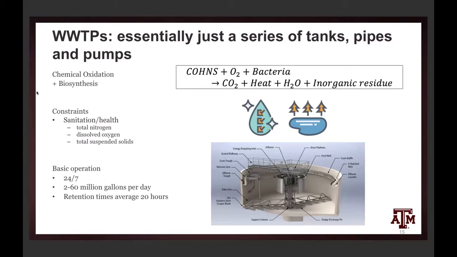In terms of the chemical side, for some background information, this is a very straightforward chemical oxidation and biosynthesis process where organic material from residential sites and industrial sites, plus oxygen and bacteria, which is added in the plant, gets transformed into carbon dioxide, heat, water, and the inorganic residue that makes up the biggest part of that output sludge.